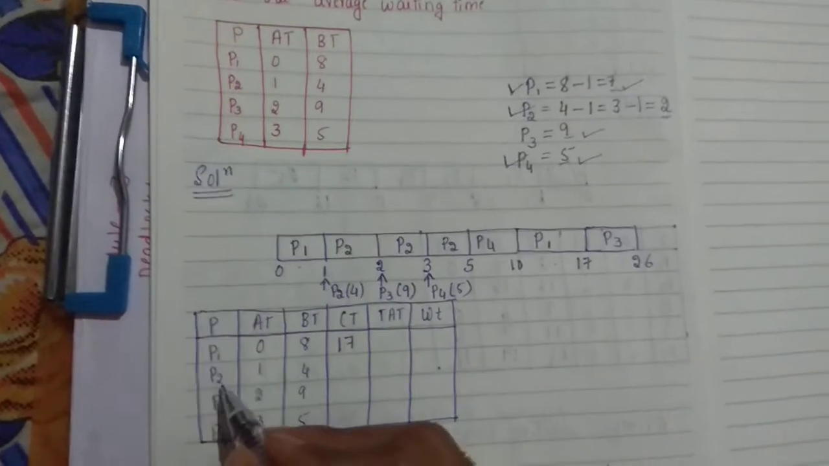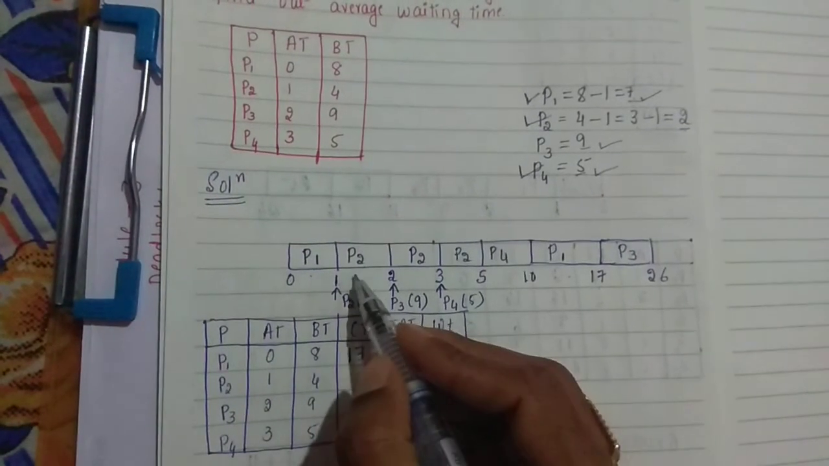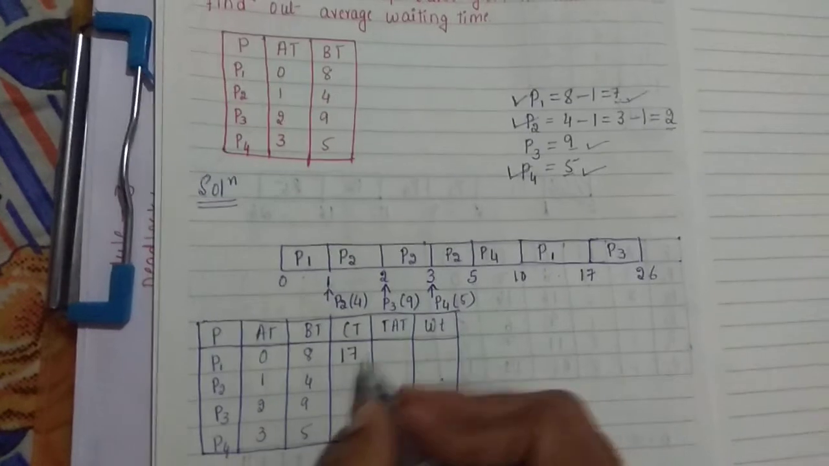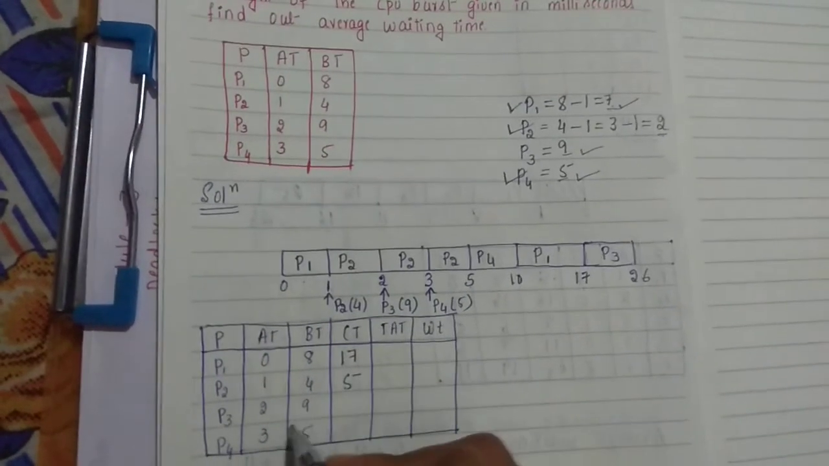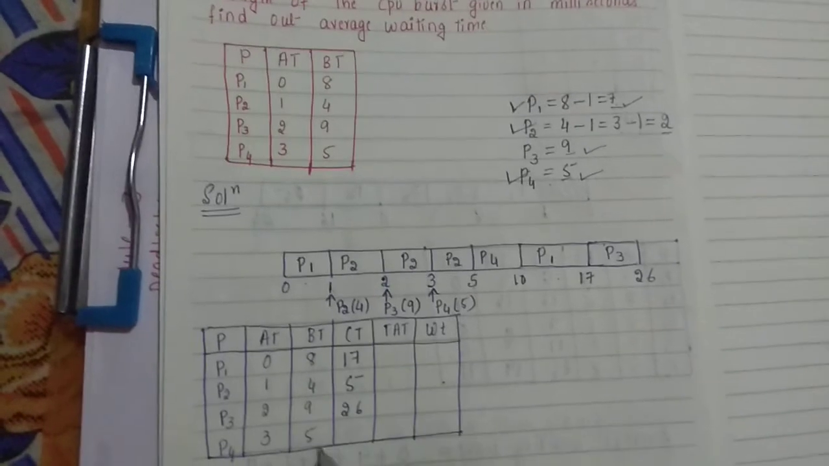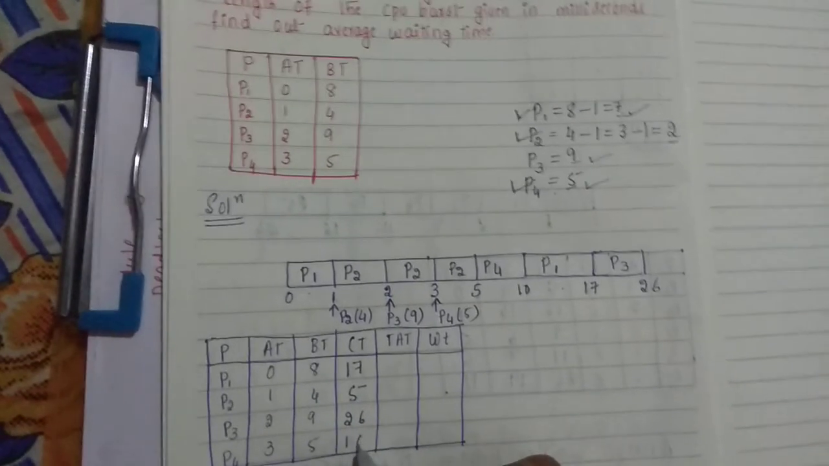Okay, so then coming to the process P2 completion. Process P2, we have given slots 3 times. Last slot you need to take, that is 5. Process P3, that is 26. Process P4, that is 10.